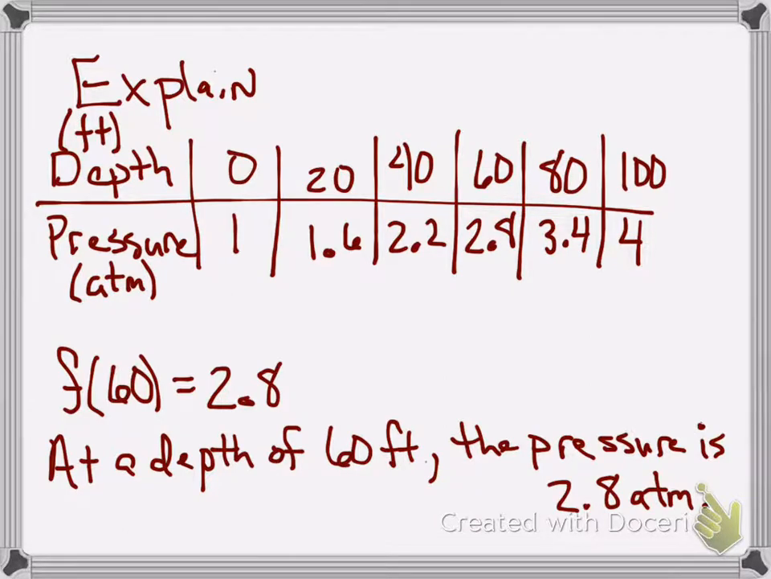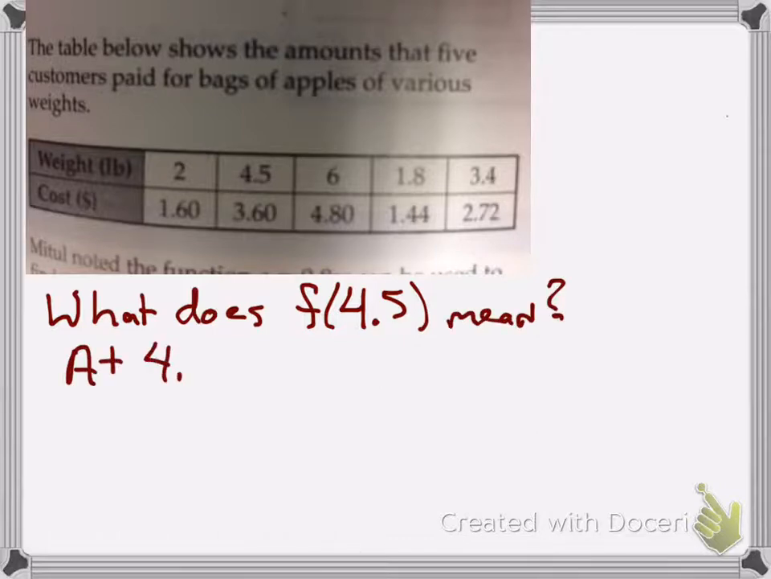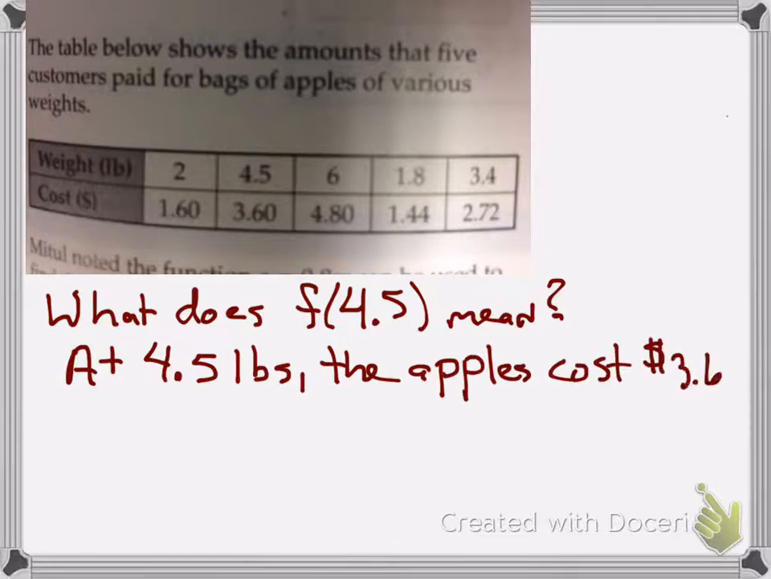So basically, I want y'all to be able to write that out into a sentence, a quick explanation, using the points or what's given to you. Let's look at another example. Here's one that talks about weight and cost, bags of apples. So what does f of 4.5 mean? It means that at 4.5 pounds, your cost for the apples is going to be $3.60. I mean, it's not something you should think overly complicated. You should keep it easy.